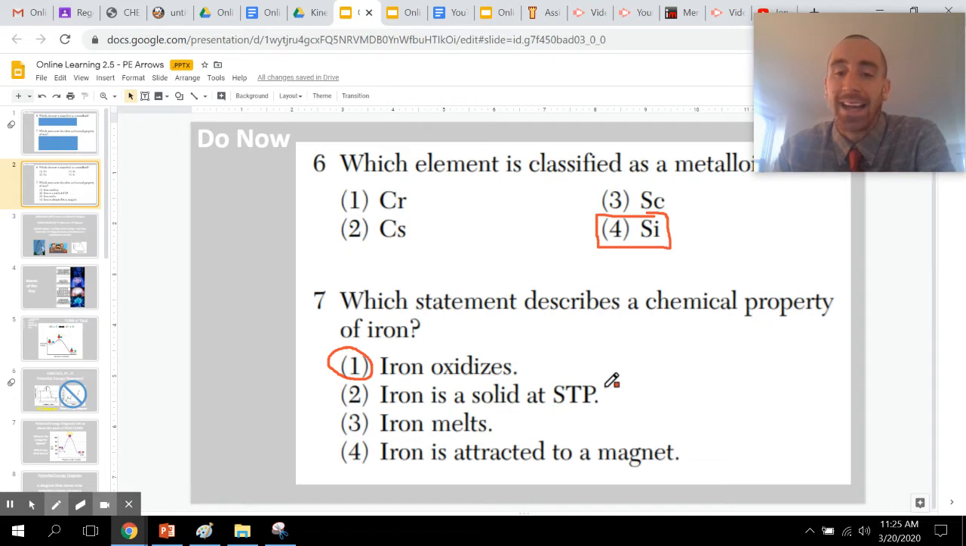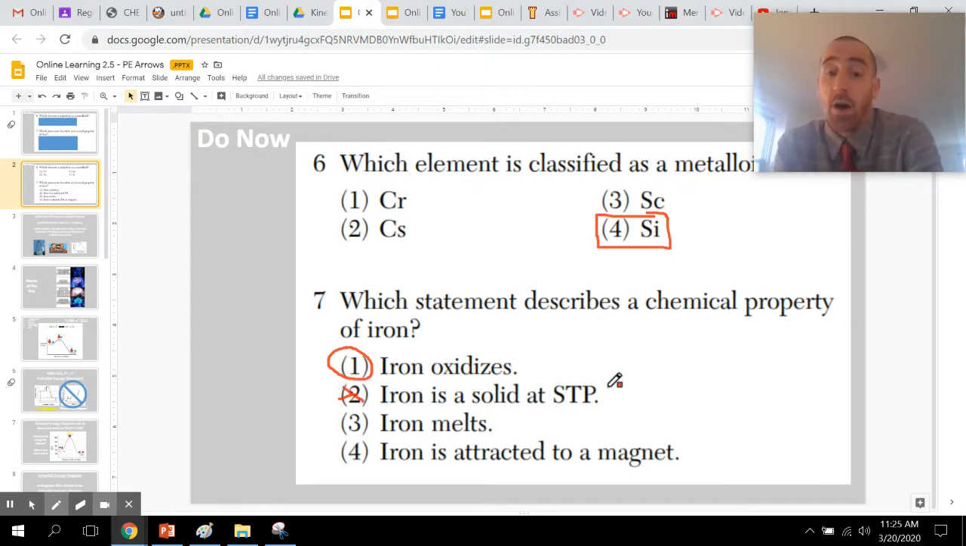Iron is a solid at STP. That tells you that it's a solid at standard temperature and pressure. That is a physical property. That's not describing how it bonds with other substances. That just tells us what it's doing at standard temperature and pressure. So that's a physical property.